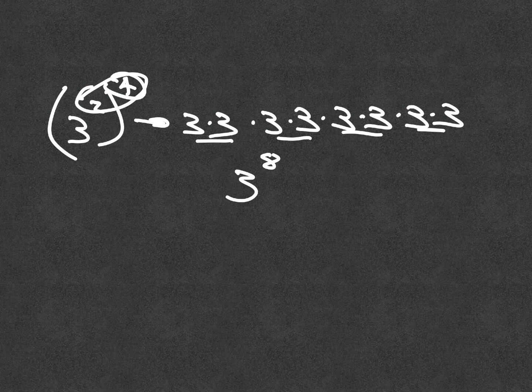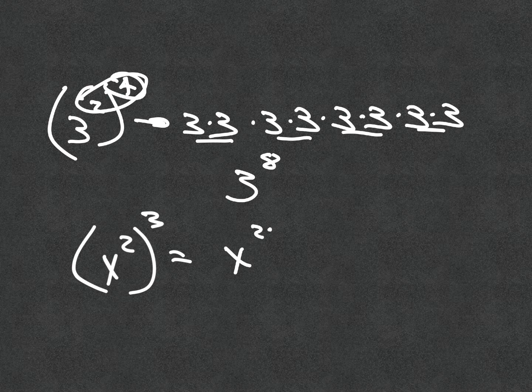So that's the power rule, or that's the property 2 for exponents. If we have a letter or a number, and we have an exponent on it, and we have an exponent on that, that actually means x to the 2, all to the 3, equals x to the 2 times 3, which is x to the 6th power. So that's property number 2. All right, let's keep going.